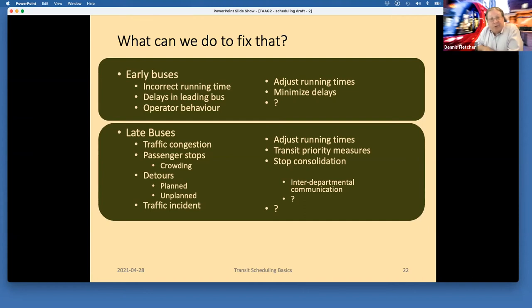TransLink in Vancouver has just completed an exercise of looking in detail at stops along several routes and consolidated some of those stops, eliminating a stop where boardings were low and close to another stop. The result on some routes was a significant reduction in running time, which makes the trip more reliable and faster.